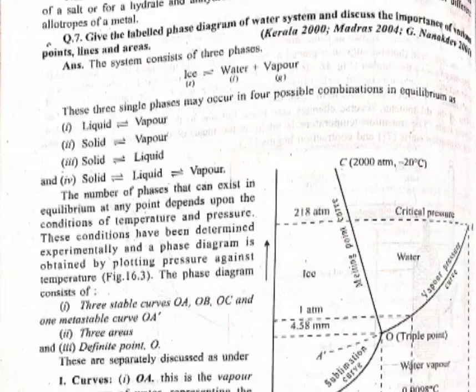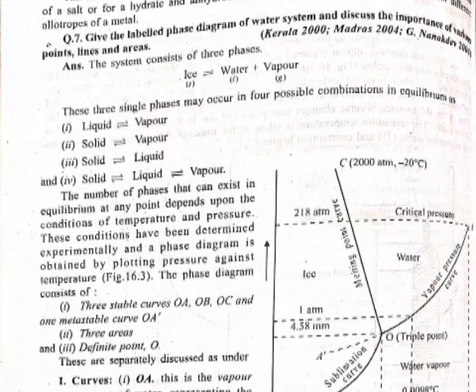The phase diagram consists of three stable curves OA, OB and OC, and one metastable curve OA', three areas, and a definite point O. These are separately discussed. Every curve and every point can be seen in this figure, where O is the triple point. We can explain the full diagram by theory.